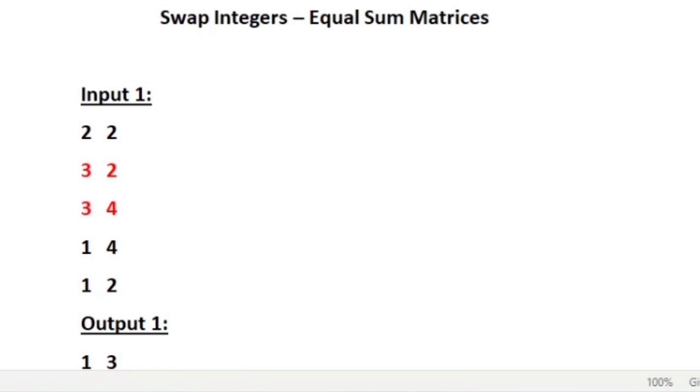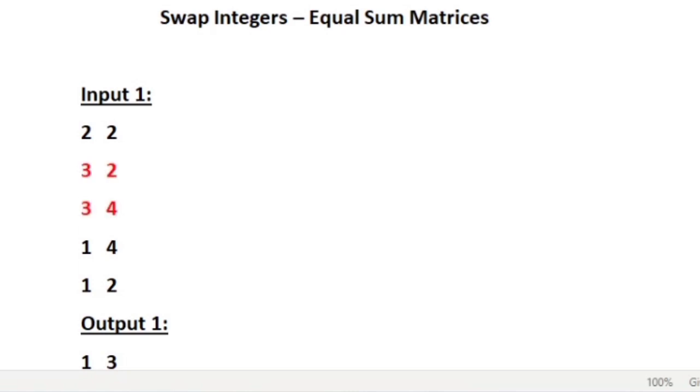The first 2 cross 2 matrix is 3 2 3 4 and the second 2 cross 2 matrix is 1 4 1 2. First we have to find the sum of all the integers in both the matrices. The sum of all the integers in the first matrix is 3 plus 2 plus 3 plus 4. So the total would be 12. This is the sum of all the integers in the first matrix.